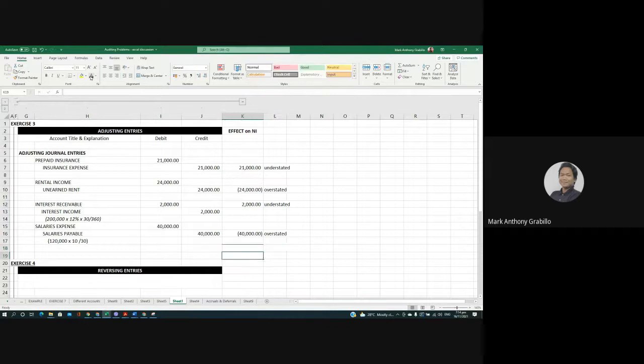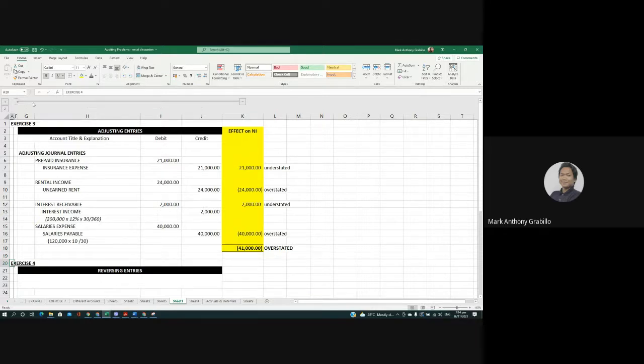How much is the total overstatement or understatement? Over or under? Overstated. So overstated siya by how much? 41,000. So the total effect on the net income is overstated by 41,000 pesos. All right.